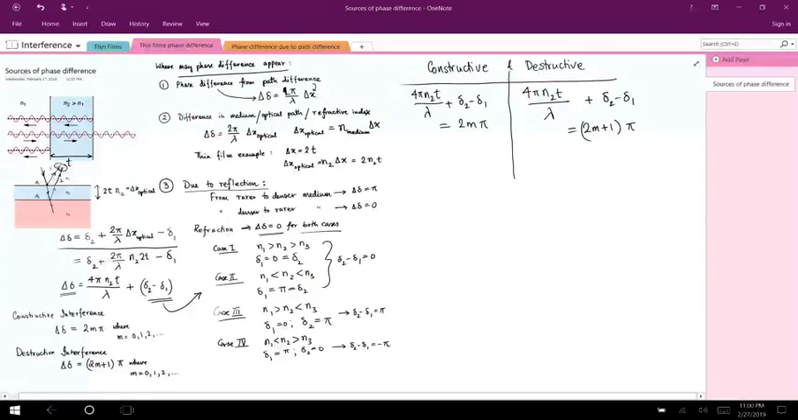Okay, so now these two formulae have to be applied in specific cases. In particular, when delta 2 minus delta 1 is 0, that is cases 1 and 2. So in these cases, the formulae are just 4 pi n2 t over lambda is equal to 2m pi for constructive, and for destructive it is 4 pi n2 t over lambda is equal to (2m plus 1) pi.